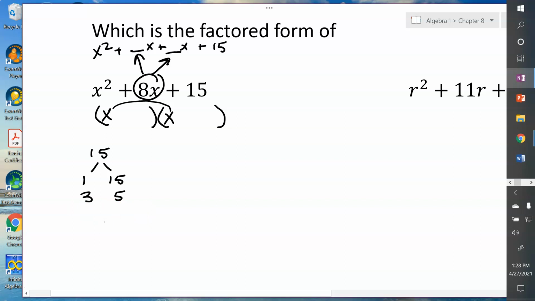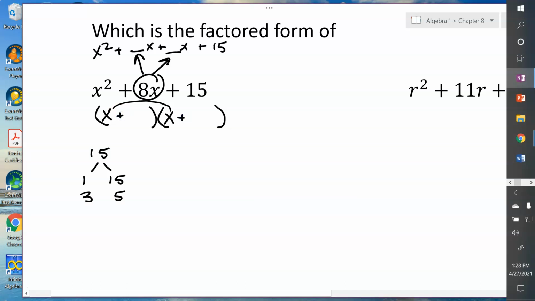So I know I'm going to be using 1 and 15 or 3 and 5. They have to have the same sign, and they have to add to positive 8. So for the same sign to add to positive 8, they both have to be positive. So I'm going to do a plus and a plus.